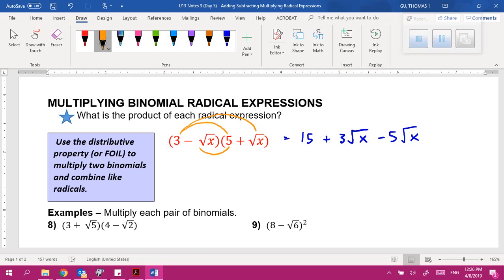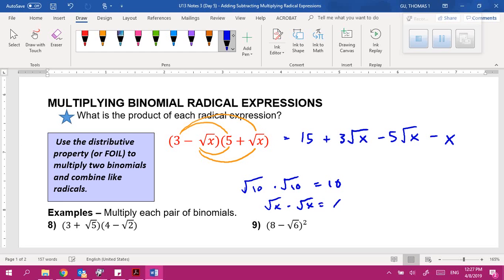And lastly, what do I multiply? Which is negative x. That's right. Remember, when you multiply 2 square roots that are the exact same, like square root of 10 times square root of 10, that's just 10. Square root of x times square root of x is just x, right? So it's just minus x.